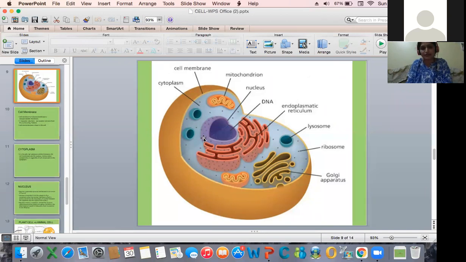Now, the cytoplasm you have seen is a jelly-like substance in which all the organelles are embedded. And I said the third most important part of the cell is the nucleus, which is located here at the center. The nucleus is also called the brain of the cell. It tries to control all the functions of the cell. It is the head of the cell, the brain of the cell, we can say.